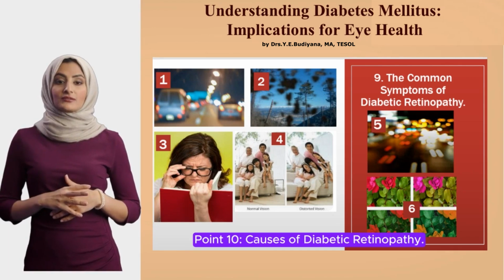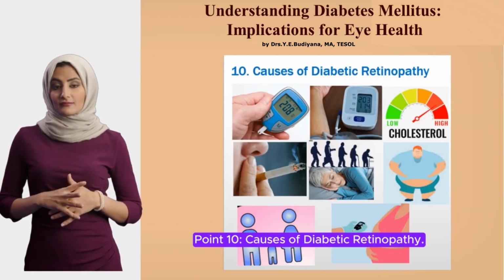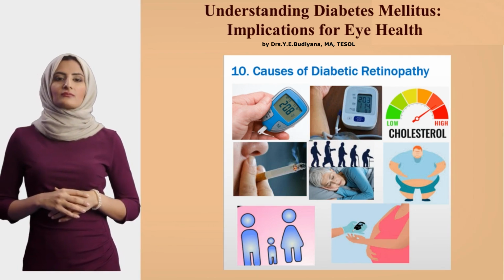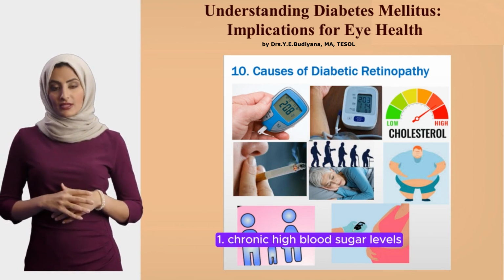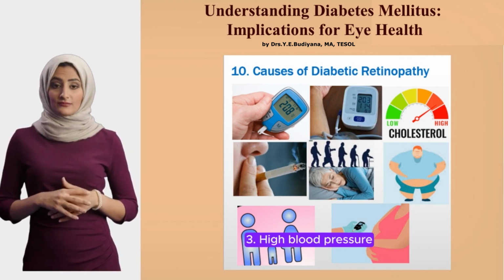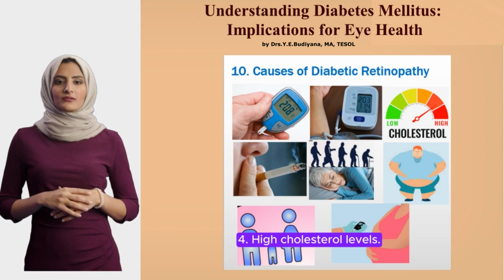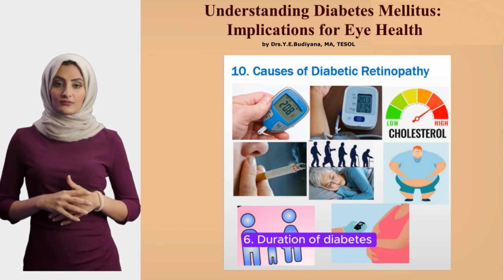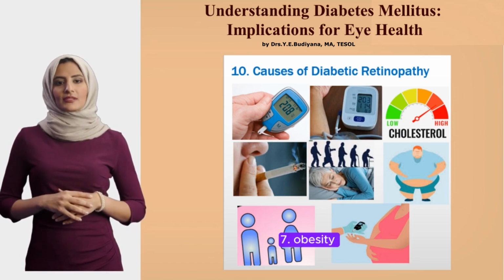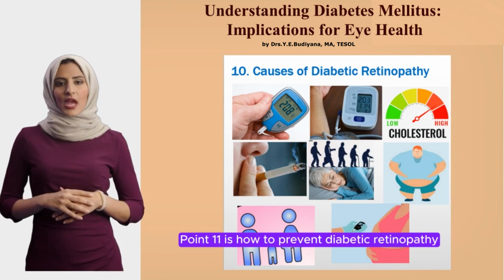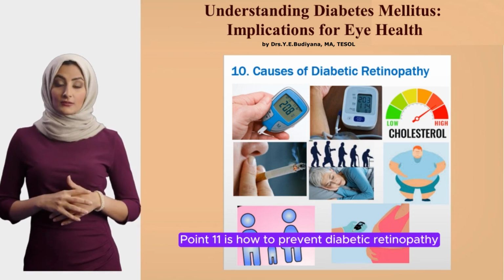Point 10. Causes of diabetic retinopathy. There are 8 causes of diabetic retinopathy. 1. Chronic high blood sugar levels. 2. Hypertension, high blood pressure. 3. High cholesterol levels. 4. Tobacco use. 5. Duration of diabetes. 6. Obesity. 7. Genetic factors. 8. Pregnancy. Point 11. How to prevent diabetic retinopathy.